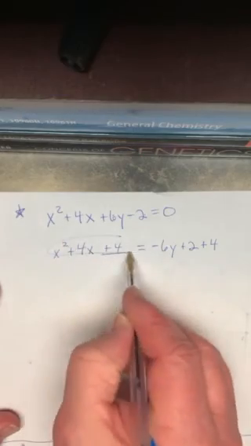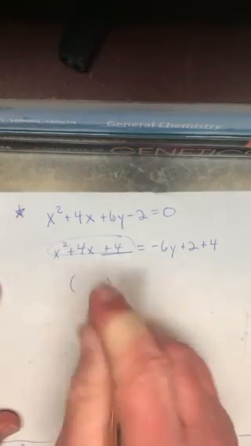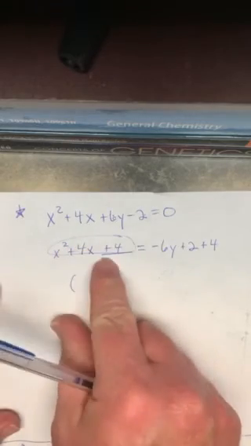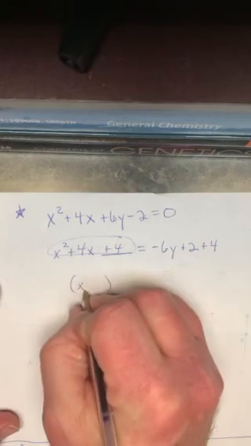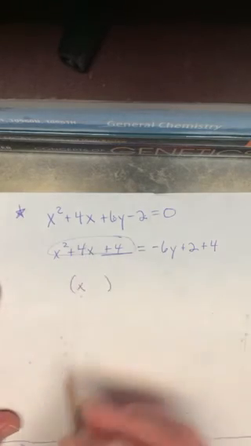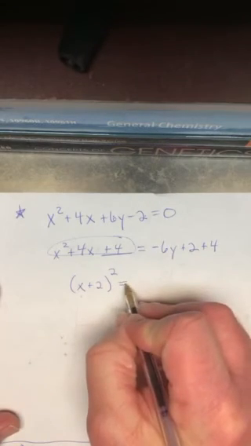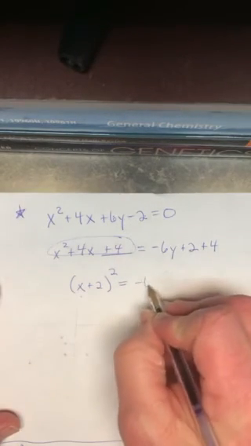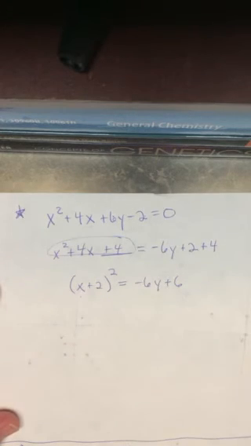This is now, remember, called a perfect square trinomial. It technically factors into 2 binomials that would both be the same. And what would they be? X, and then what do you get when you cut positive 4 in half? Plus 2 squared equals, now on that side, I've got negative 6y plus what? 6 when I combine like terms.